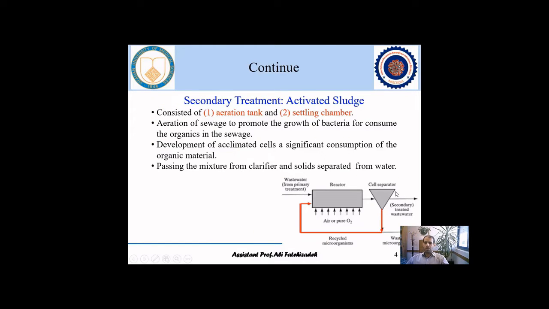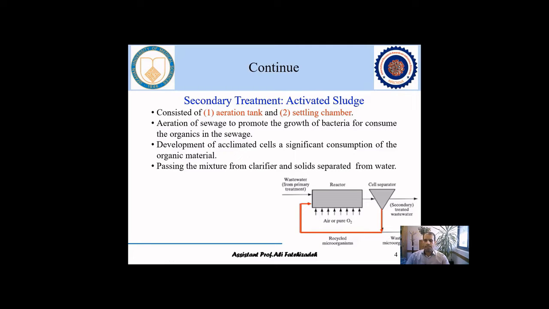The second step of treatment always uses biological treatment for municipal and industrial wastewater, especially with activated sludge. As you can see in this figure, the activated sludge process consists of an aeration tank and secondary clarifier, and also a return sludge line. In the activated sludge process, the aeration of sewage promotes the growth of bacteria that consume organics from the sewage, and the development of acclimated cells that are capable of consuming organic materials. After that, the mixture of wastewater passes through the clarifier, which separates solids from water, and it is able to return some of the biological sludge to the aeration tank to provide an adequate concentration of treated sludge.